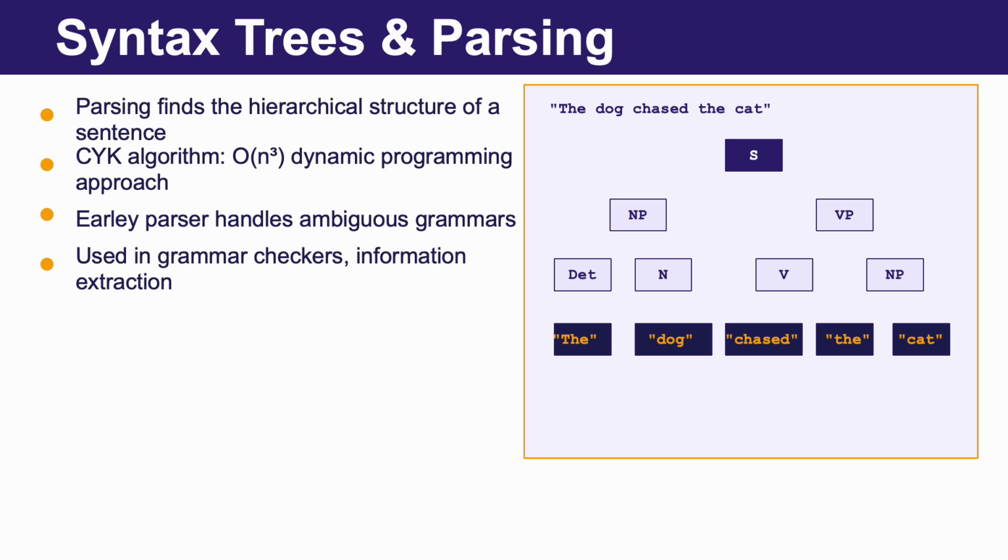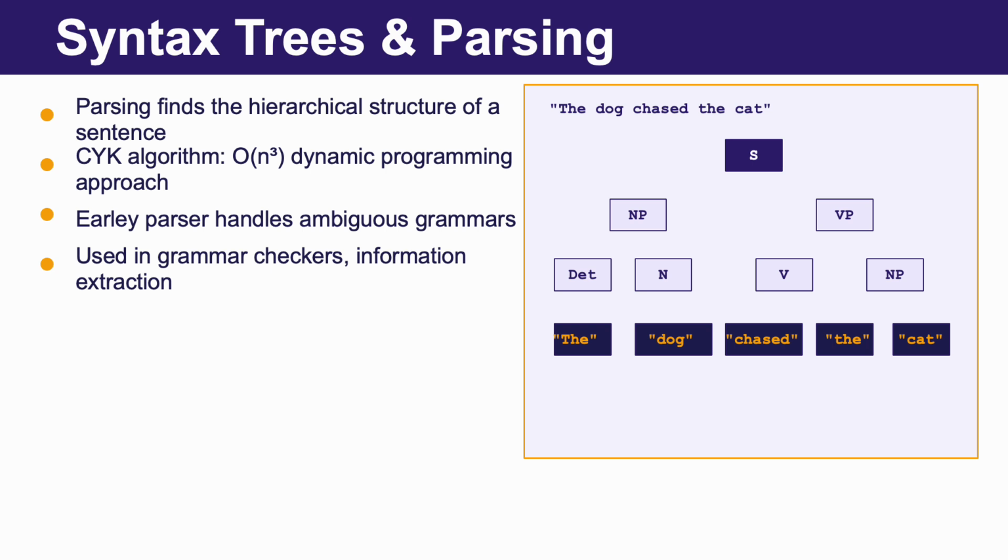So CYK and the Earley parsers build these trees efficiently. This is a profound statement, so I thought to repeat it. CYK uses dynamic programming and runs in cubic time relative to the length of the sentence. These algorithms are guaranteed to find all valid parses if any exist, which is important because many sentences are genuinely ambiguous.